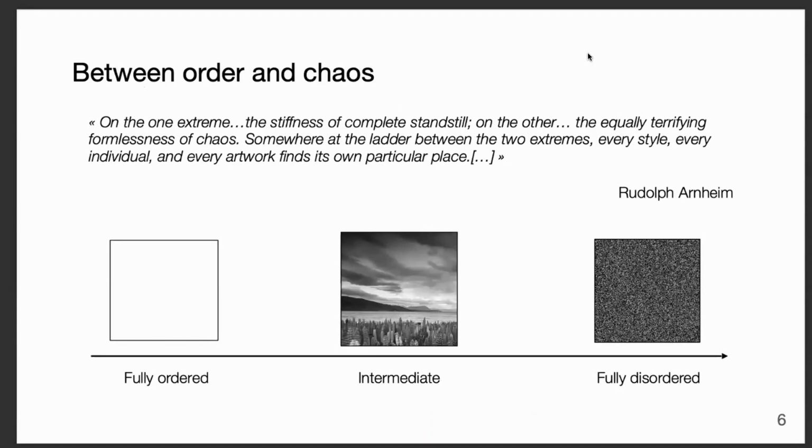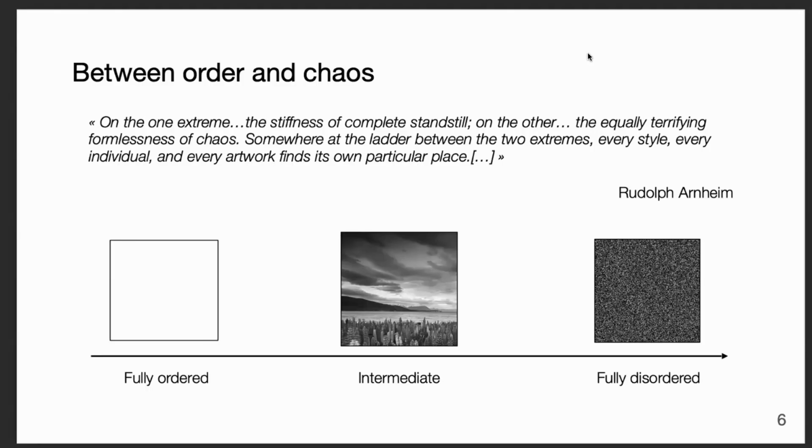Okay, and here are two quotes that I like, that I will talk about now. One from Rudolf Arnheim, who is a German writer, a film theorist. He says, on the one extreme, the stiffness of complete standstill. So if I relate to the image that I have below, I would talk about the fully ordered, very dull white image that you have here. And on the other, the equally terrifying formlessness of chaos. So pure noise, a fully disordered system. And somewhere on the ladder between the two extremes, every style, every individual, every artwork finds its own particular place.